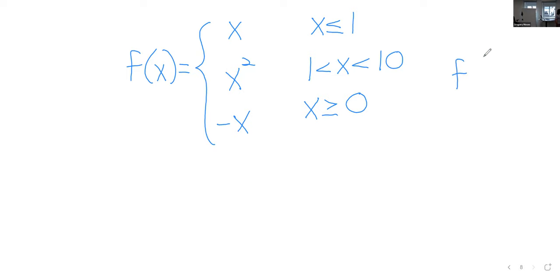So f of 0 is what? Zero. I'm hearing 0 is less than or equal to 1. So we're in the first piece, and the input and the output are the same. f of 0 is 0.